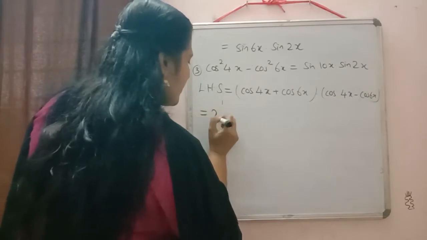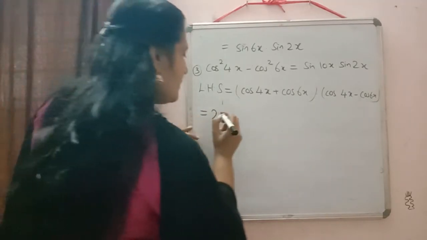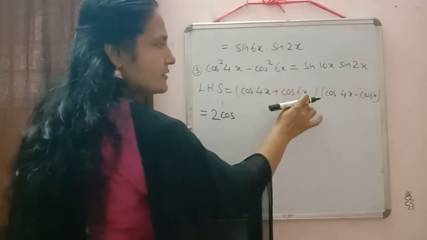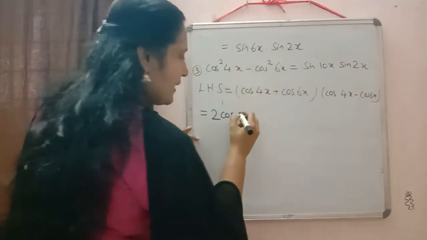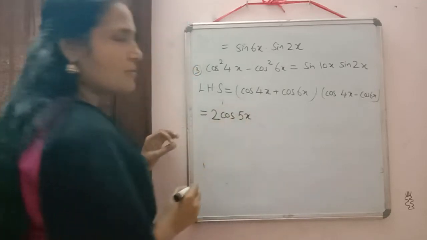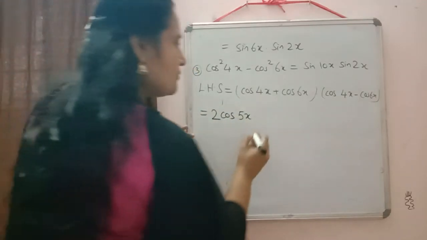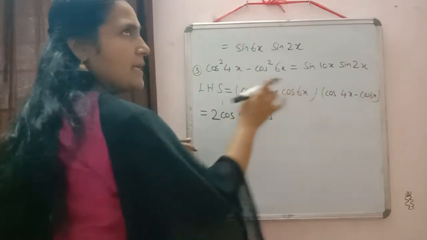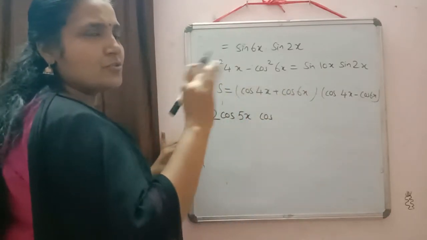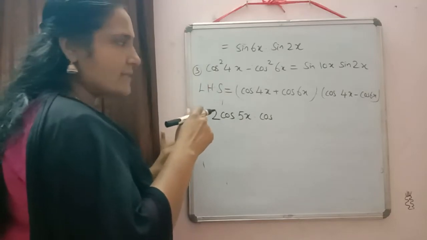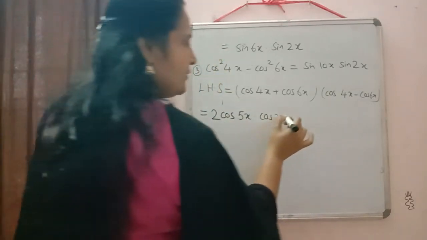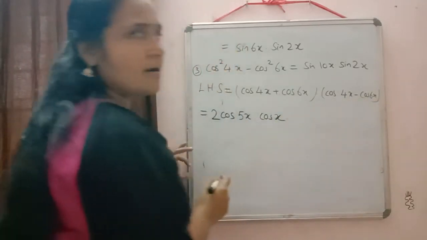What will come? Cos c plus cos d. In the formula of cos, only cos terms will come. So 2 cos c plus d by 2. 4x plus 6x, 10x by 2. So that will be equal to 2 cos 5x into cos c minus d by 2. 4x minus 6x, that will come minus 2x by 2. 2 and 2 will get cancelled. Cos of minus x is cos x only. Into cos c minus cos d.